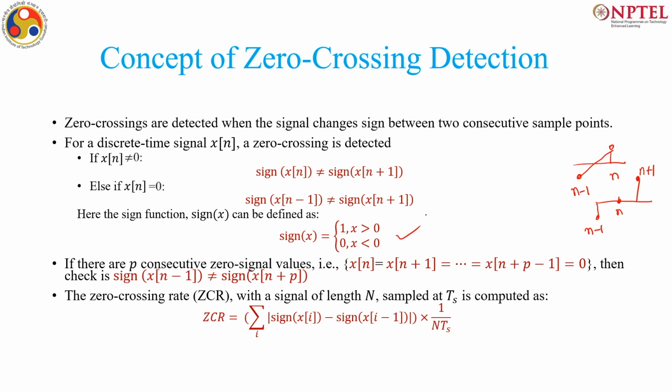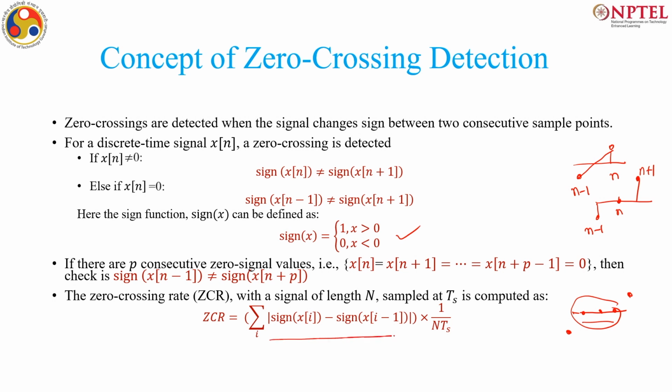And this is the sign function, which has a value of 1 if x is positive and a value of 0 if x is negative. If there are p consecutive zero signal values, like the values are zeros for some p times, and then you have one negative value on one side and one positive value on the other, you have to check that if p consecutive values are zeros, then the previous sample and the next sample apart from this group of zeros should be of different polarities. And finally, once we get the count of these zero crossings, we can easily calculate the zero crossing rate.